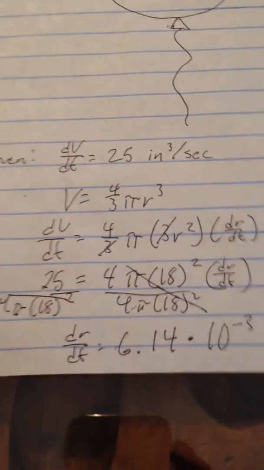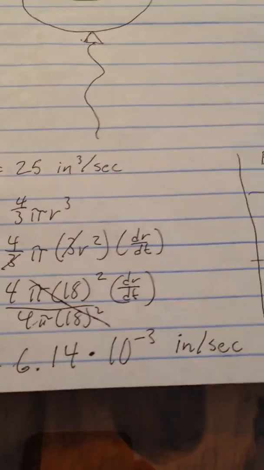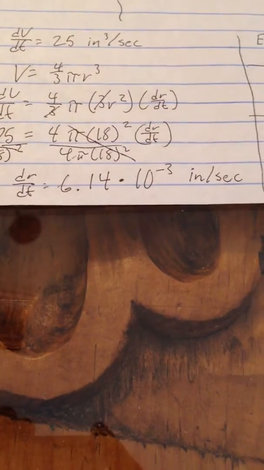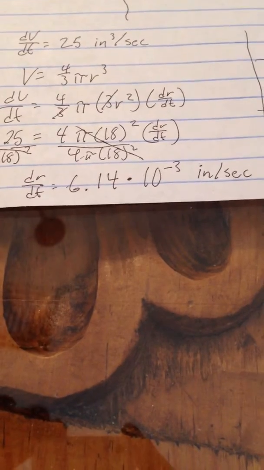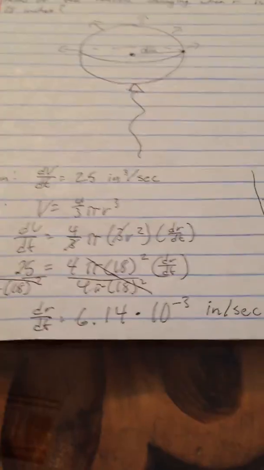And then this cancels out, so now we're just left with dr/dt equals 6.14 times 10 to the negative third inches per second. So dr/dt is saying the derivative of r with respect to time, and as we covered before, derivative also means rate of change. So what we're really saying, if you want to say this in words, is that the radius is changing at a rate of 6.14 times 10 to the negative third inches per second at the time at which the balloon has a radius of 18 inches.